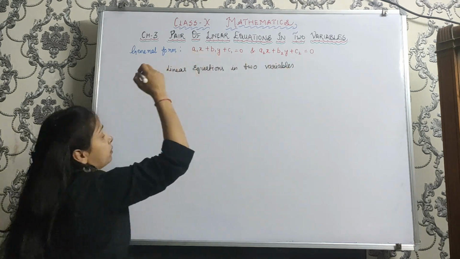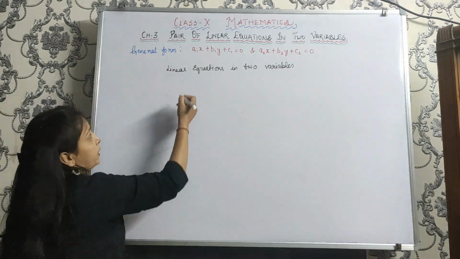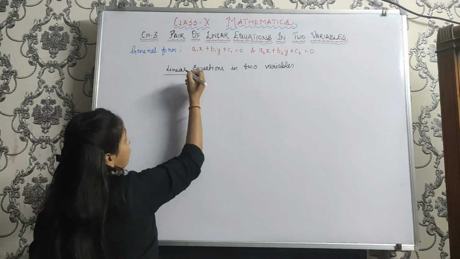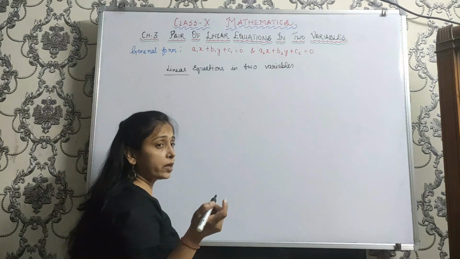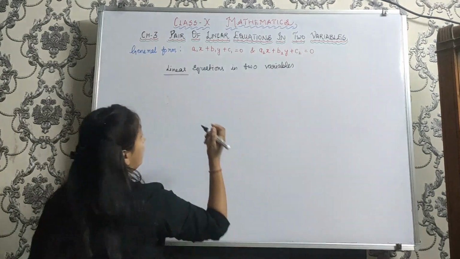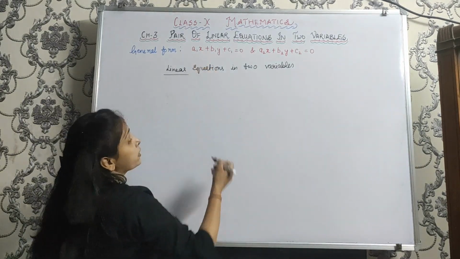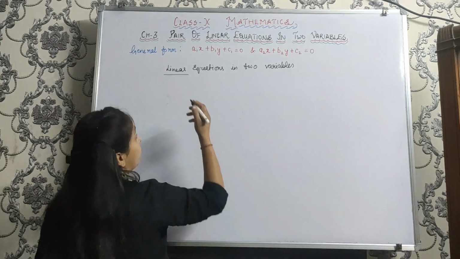So what does it mean? Linear equation, simple, it's an equation. And why do we use the word linear? Linear stands for 1, means an equation whose degree is 1, or we can say in which the highest power of the variable involved is 1.